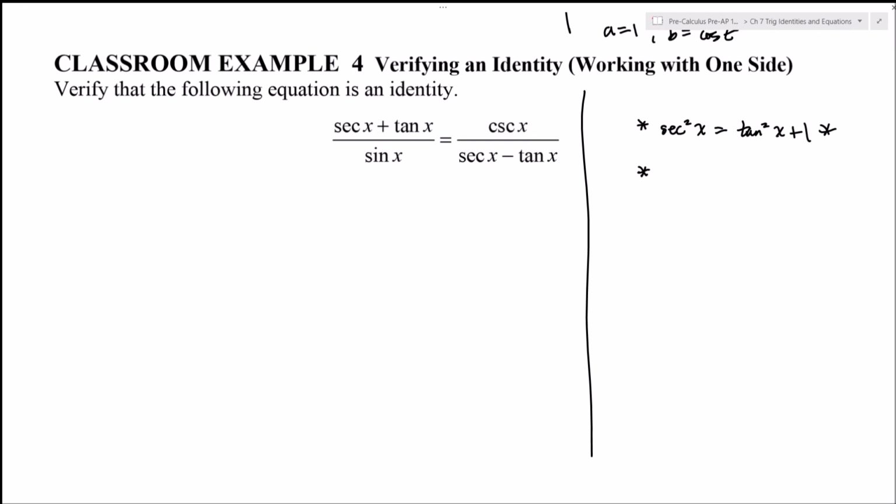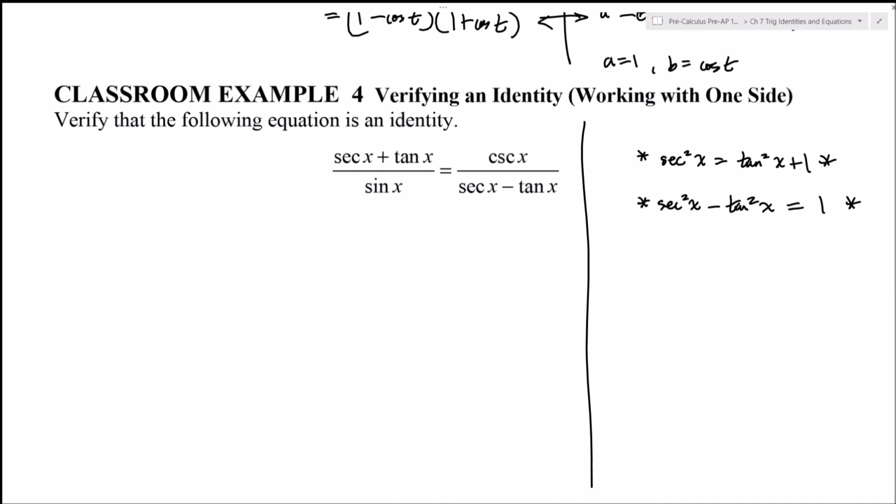So I notice that secant and tangent are together in either of the occurrences of secant and tangent on the left or right. So I might want to go ahead and subtract the tangent squared from both sides. So that way I get secant squared x minus tangent squared, and that's going to equal 1.